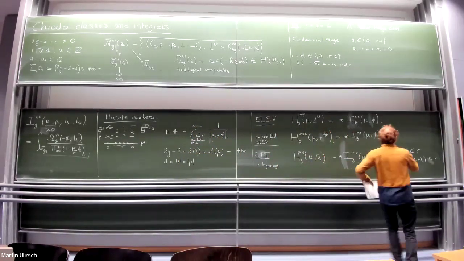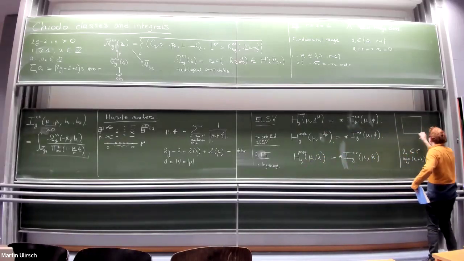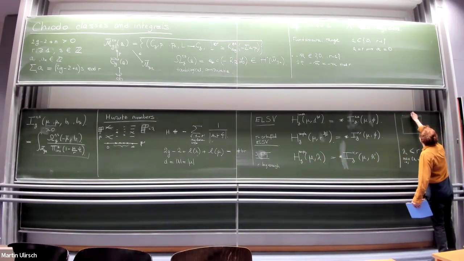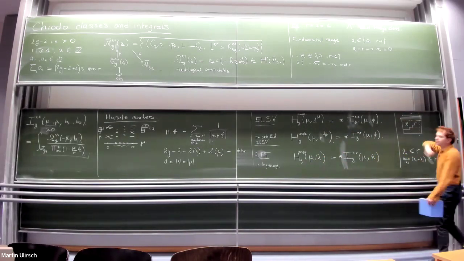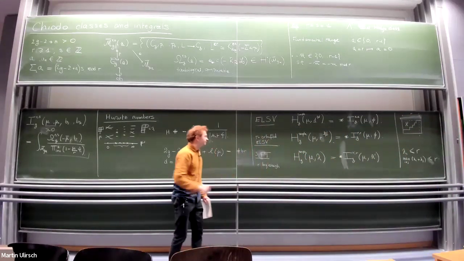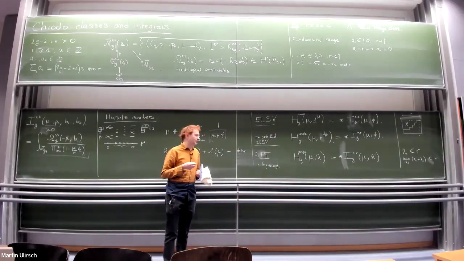And what is lambda prime? You start with your partition lambda. You may have some parts of size r. And I'm just removing those parts of size r, and I have lambda prime. So we can in principle compute all of these numbers with the Chiodo class.